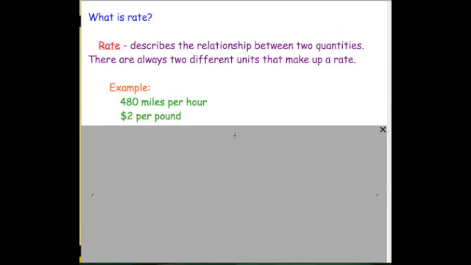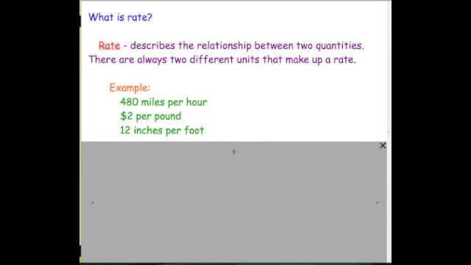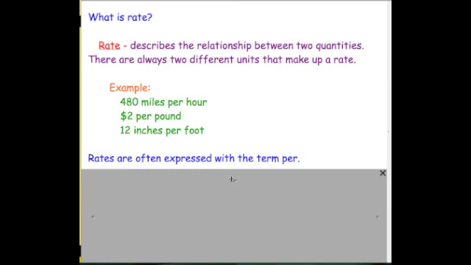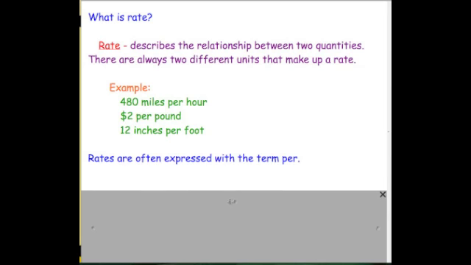Another example is $2 per pound. So say you're buying some hamburger and it's $2 per pound. You'll pay $2 per 1 pound of hamburger. And we should know this one, 12 inches per foot, because we know that there are 12 inches in 1 foot. Rates are often expressed using the term per, as we saw in our examples.